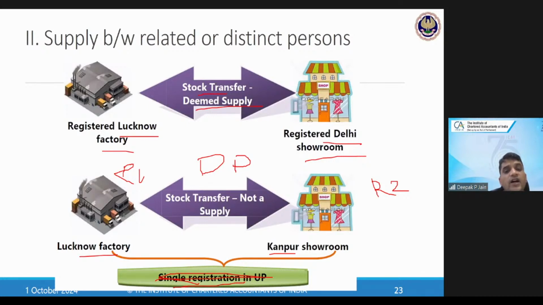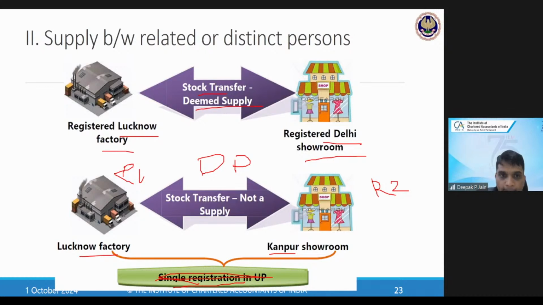Registered and unregistered in the same state is not possible, because if you are registered in a state, you cannot have an unregistered business in the same state. You will have to either include it in the same registration or take a separate registration. Sir, but in another state we can have, right? Yes, sir. In another state, you can have unregistered. Okay.